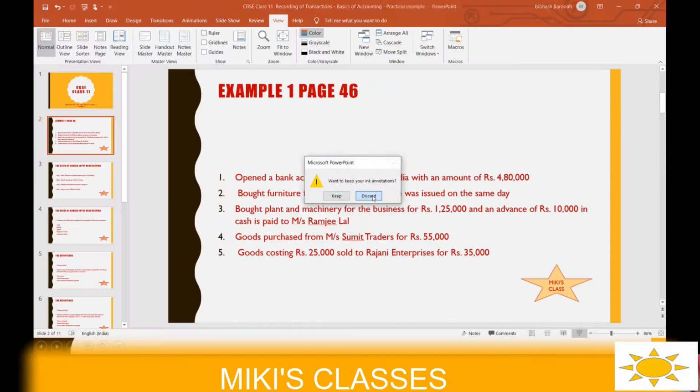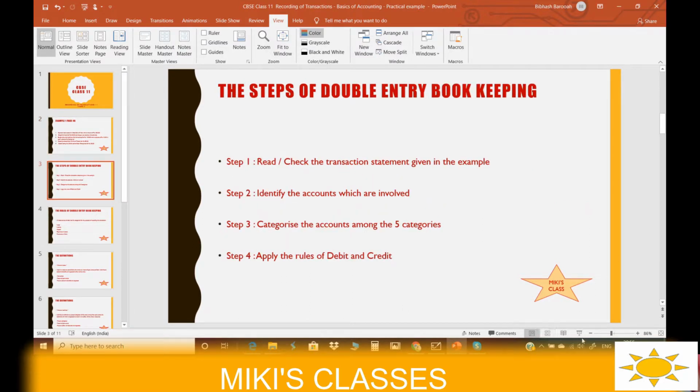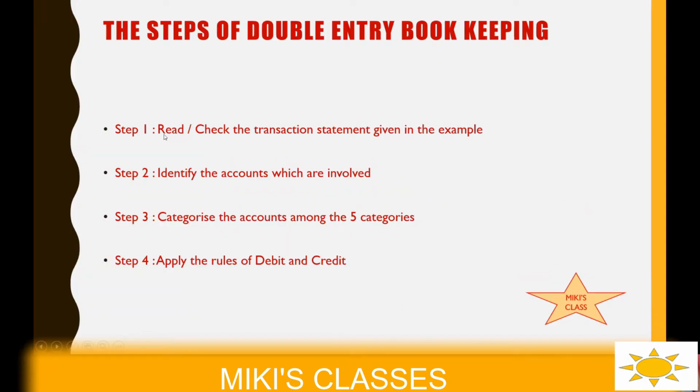Which is step number 4. What is step number 4? So think about it. We have already covered step number 1, step number 2, step number 3. What has happened in step number 3? We have identified that both of the accounts are assets. Correct? So 1, 2, 3 done. Now the fourth step is left, which is apply the rules of debit and credit. Let's check what needs to be done there.